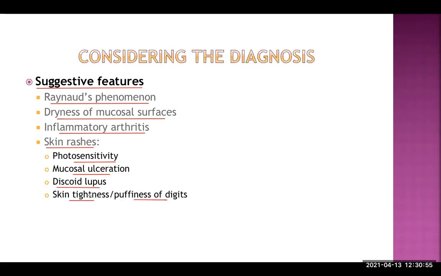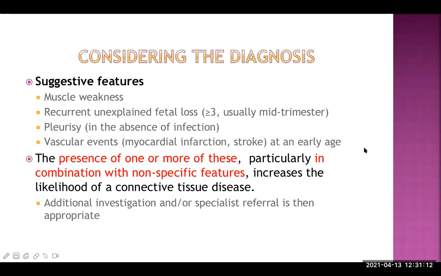Now, tightness of the skin is seen in systemic sclerosis or scleroderma, and puffiness of the digits may be seen in a similar condition, or in dermatomyositis as well. I have included a few pictures. You can see that a bit later on. Now, considering the diagnosis, we can have some other suggestive features here, like muscle weakness, also known as myopathy. In connective tissue disorder, there is proximal myopathy. Proximal, not distal. Distal myopathy is a feature of neuropathy.